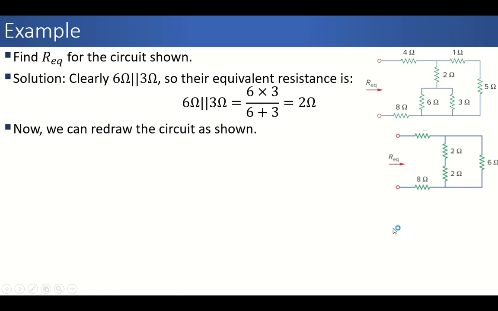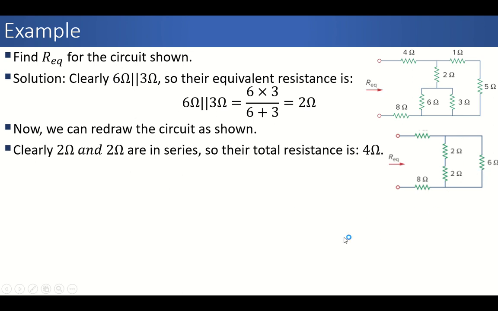Now we can again see that there are certain resistances in series and certain resistances in parallel. One thing you can see is that this 2 ohm resistance and this 2 ohm resistance are in series, so we can combine them, and their equivalent is actually in parallel with the 6 ohm resistance.